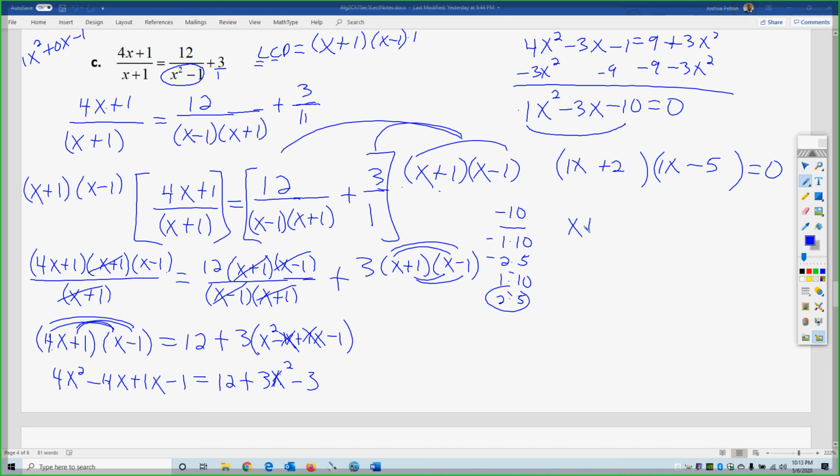So x plus 2 is equal to 0. X minus 5 is equal to 0. So x is equal to negative 2. And x is equal to 5. And both of those, when you plug them back in, are proper solutions. And that is the end of part 2.